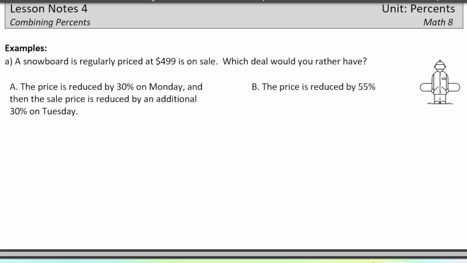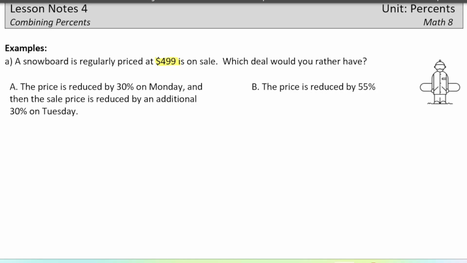Let's say we have a snowboard and it's regularly priced at $499 and it's on sale. And we're going to figure out which deal we would rather have. Would we rather reduce the price by 30% on Monday and then reduce it again by 30% on Tuesday? Or would we rather just have a 55% reduction? So upon initial inspection, maybe think to yourself which one would be better.